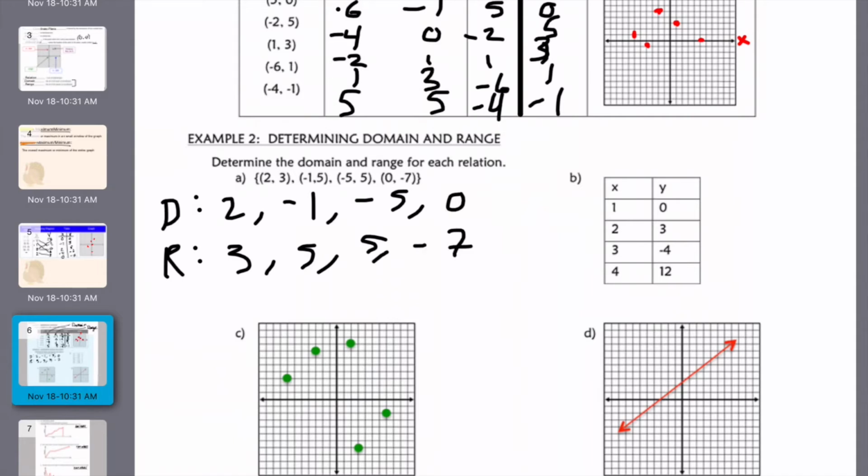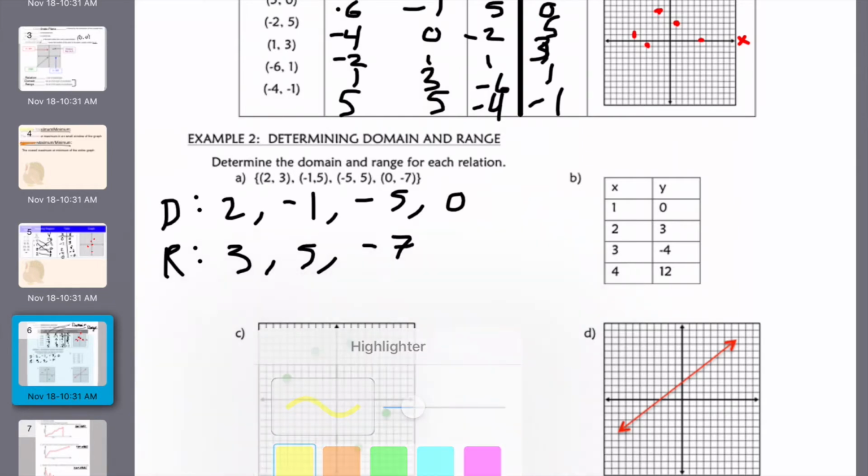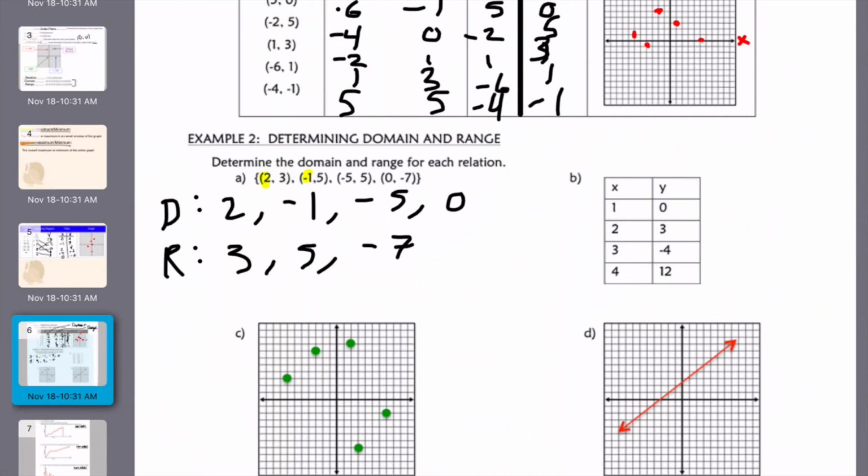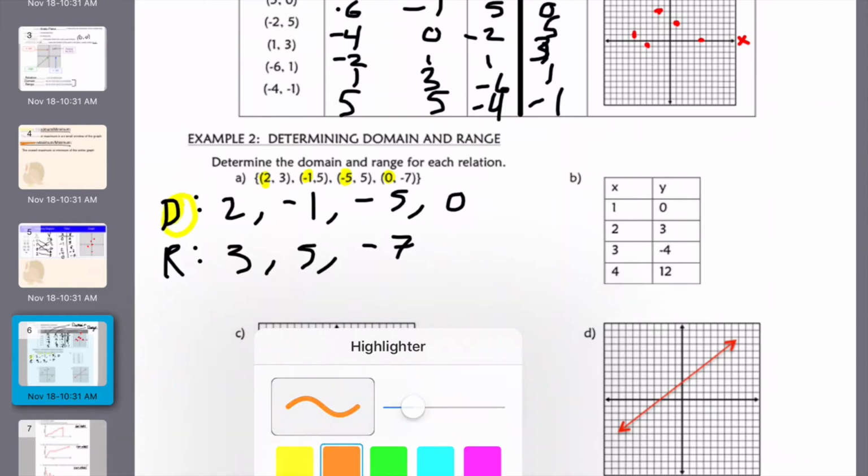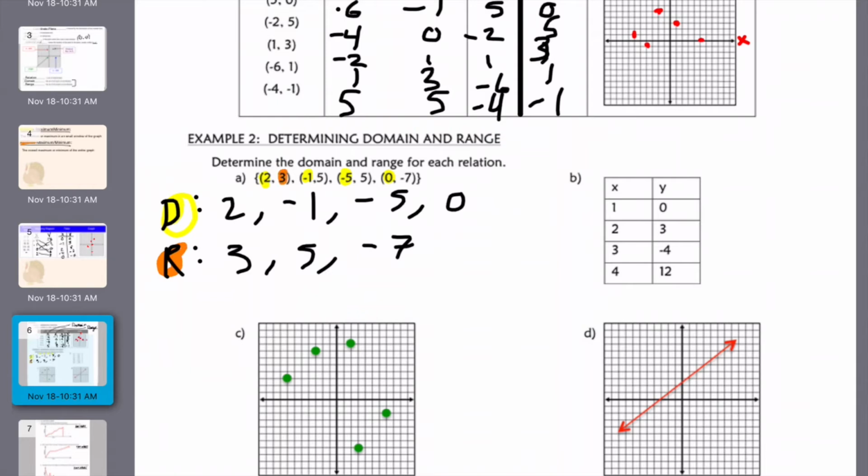And in fact, since I have 5 twice, I actually don't need to write it 2 times when I'm writing out my range. I can just write it once. So you can see here, my x values are my domain, and my y values are my range. It is much easier with the table as well, because I can just draw an arrow and say that's my domain, and then my y values are my range.